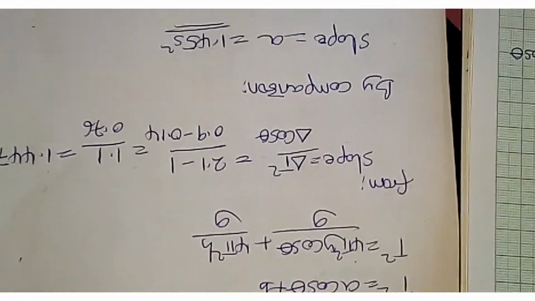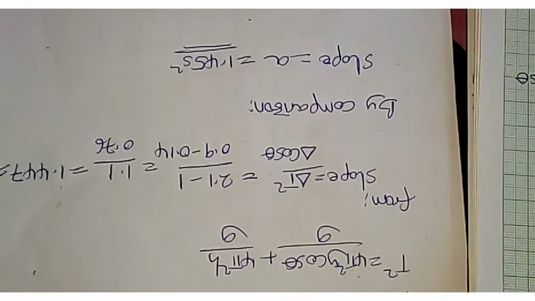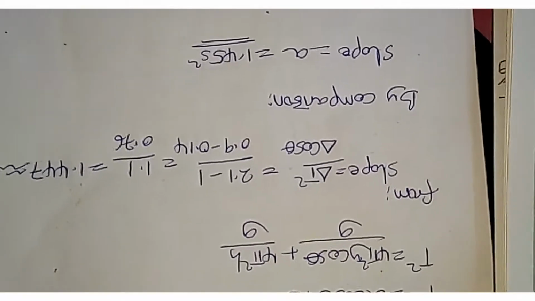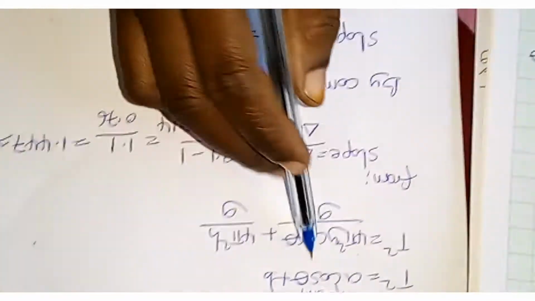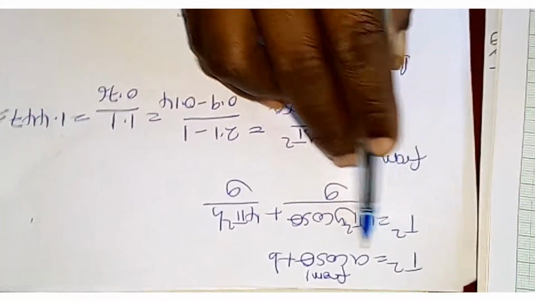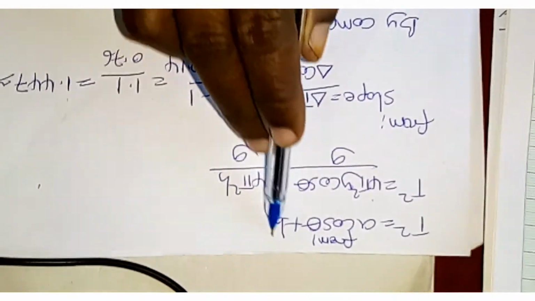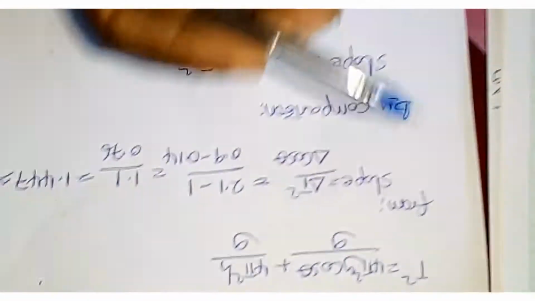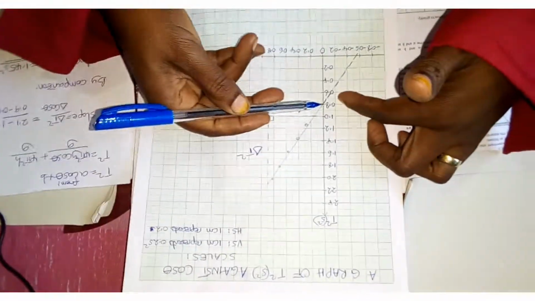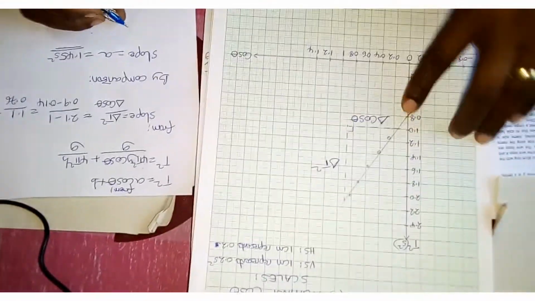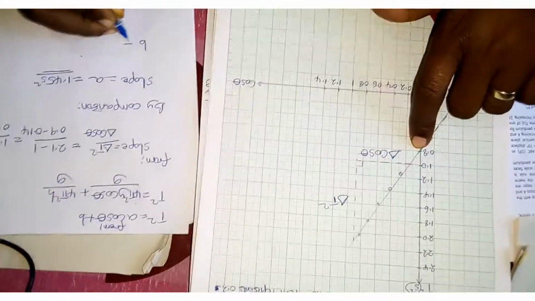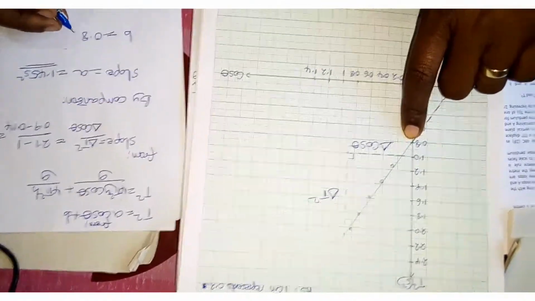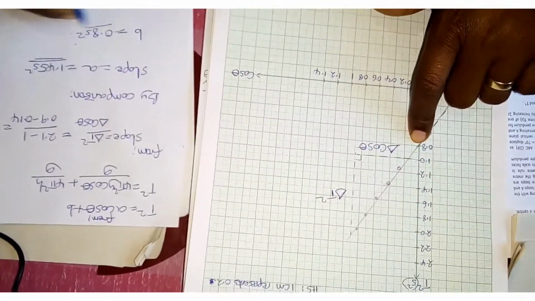How can we determine the value of b? The value of b can be obtained from the t-axis. Tunaiona kwamba this is the intercept on the t-axis. So from the graph, if we can direct here, the t-axis intercept is equal to 0.8. So b is equal to 0.8 from the t-axis intercept.